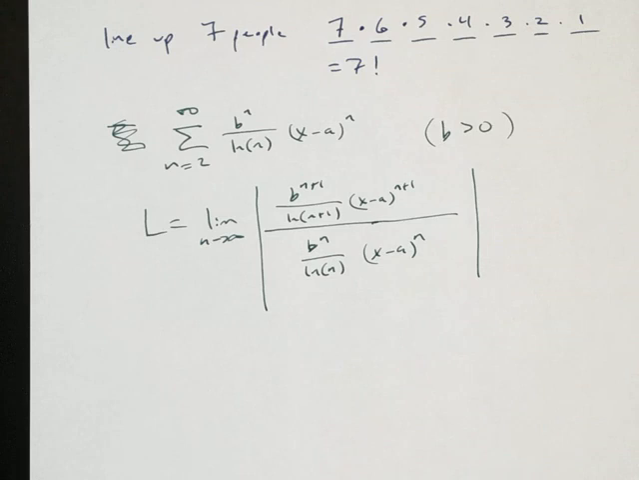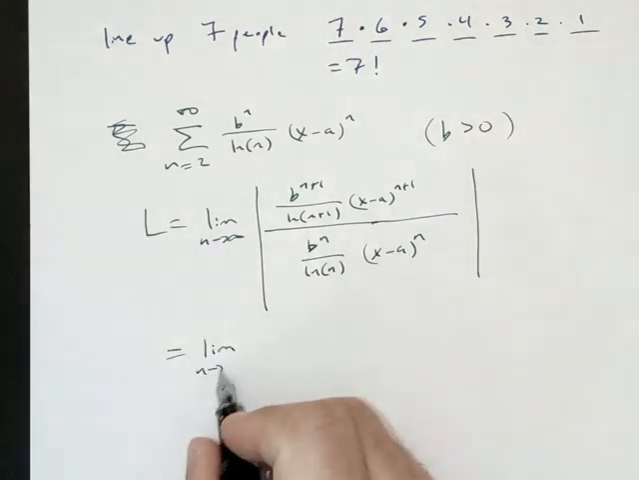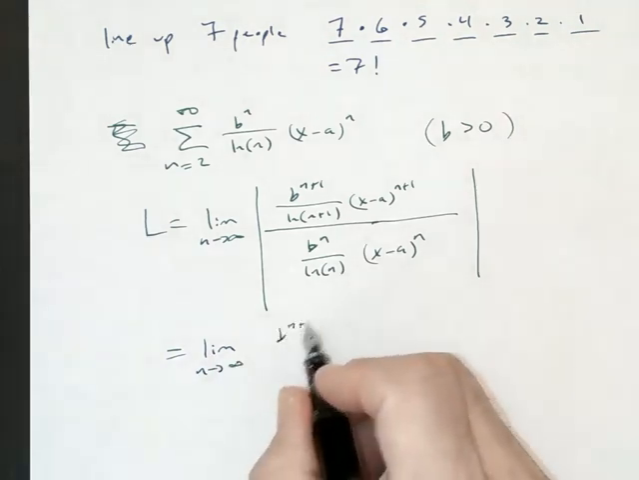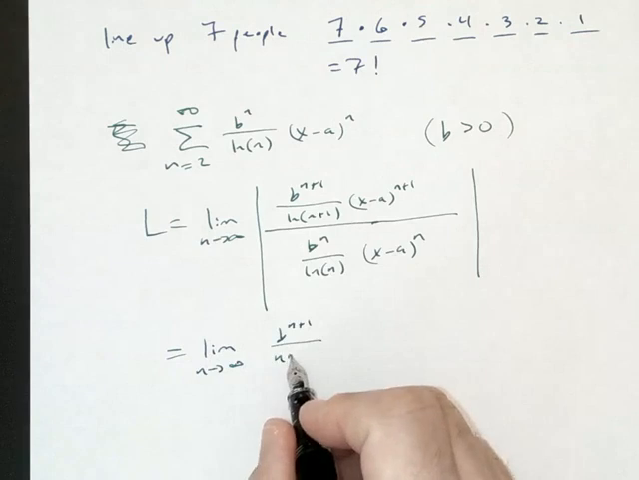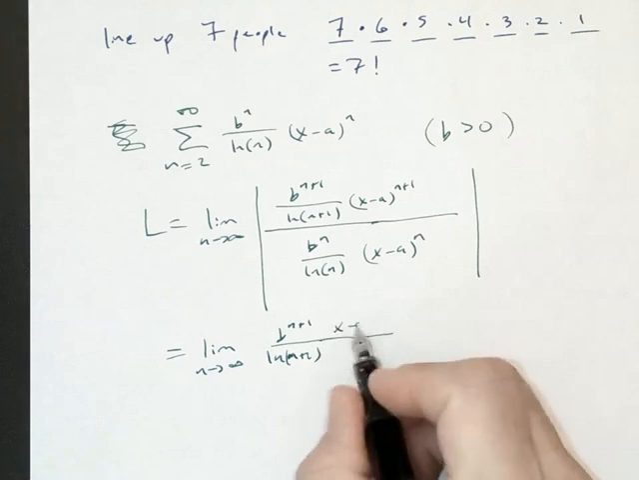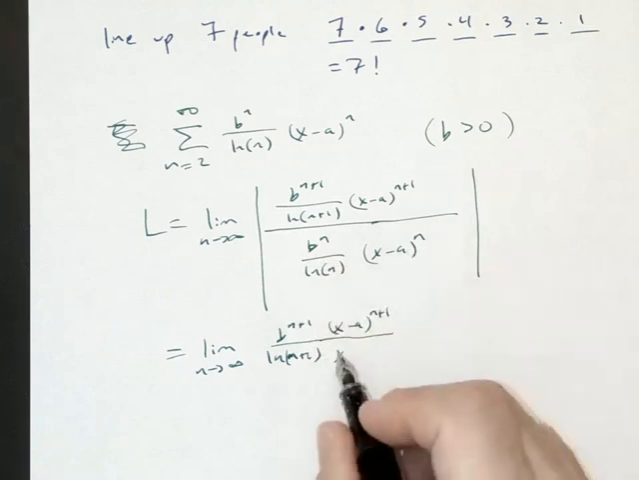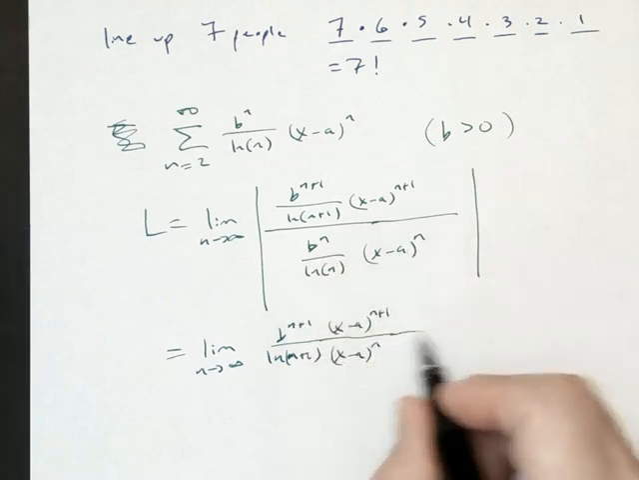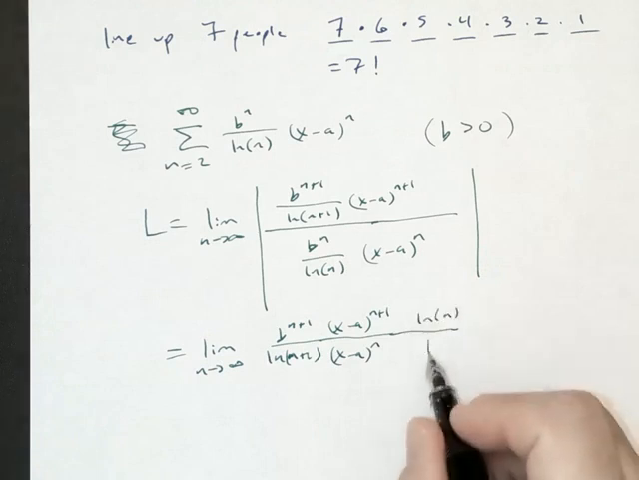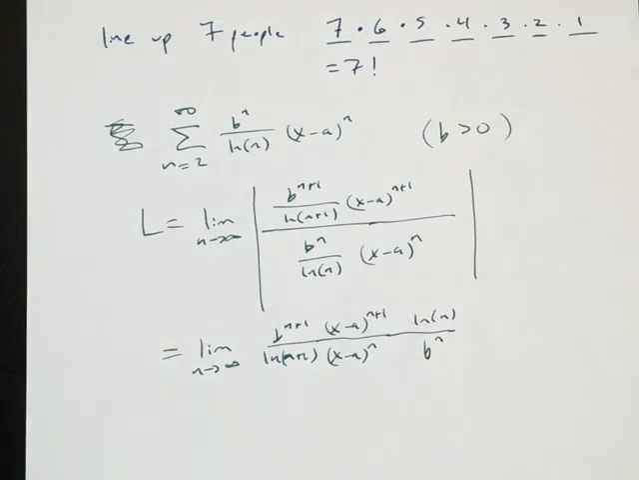Hey, Leo, what happens when I start canceling? Right. So when I do that, I'll end up with b to the n plus 1, ln of n plus 1. The x minus a to the n plus 1 is on top. This gets flipped. This stays on the bottom, x minus a to the n. And then I have an ln of n and a b to the n, because I take that out of the bottom and flip it over. All inside absolute values.